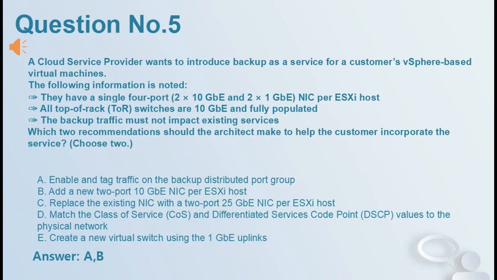Choose 2. A. Enable and tag traffic on the backup distributed port group. B. Add a new 2-port 10 GbE NIC per ESXi host. C. Replace the existing NIC with a 2-port 25 GbE NIC per ESXi host. D. Match the class of service, CoS, and differentiated services code point, DSCP, values to the physical network. E. Create a new virtual switch using the 1 GbE uplinks. Answer. A, B.